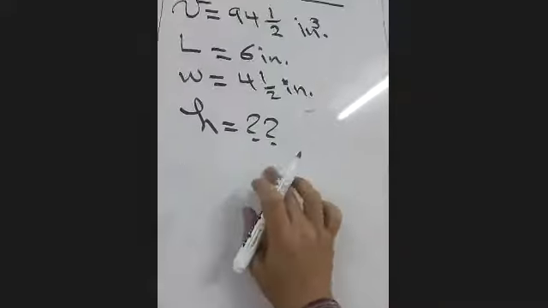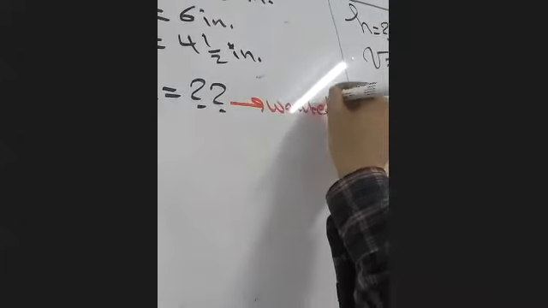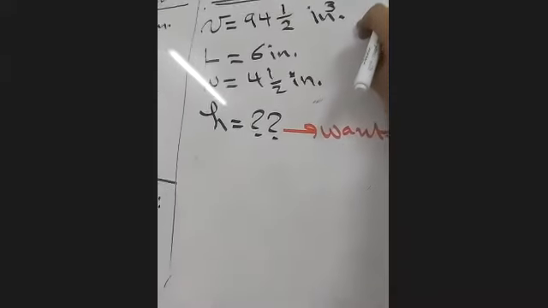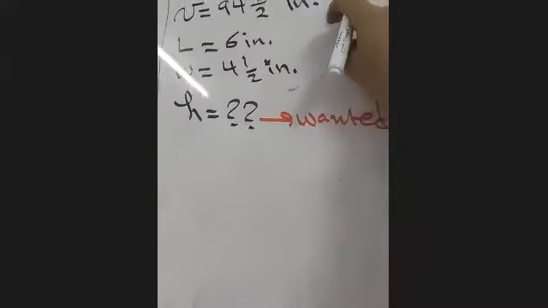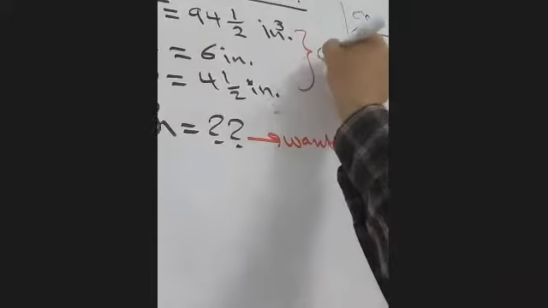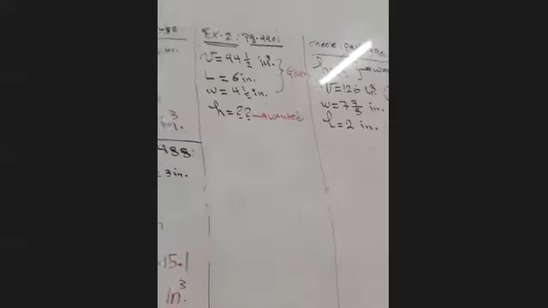What is the height of the prism? So the height, guys, is the wanted. The question asked me about the volume, it is given. The length, how much? 6 inches. The width, how much? 4.5 inches. So these are given. The wanted is the height. How do we find the height if the volume is given?